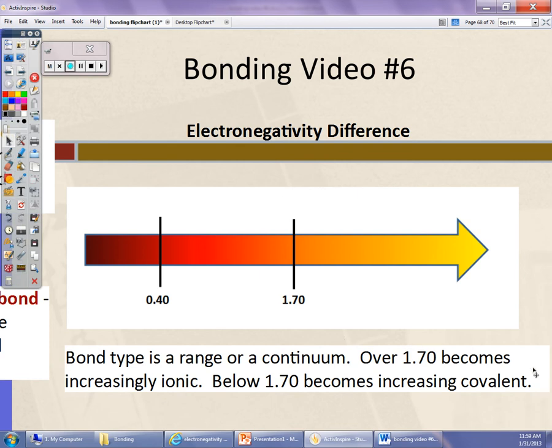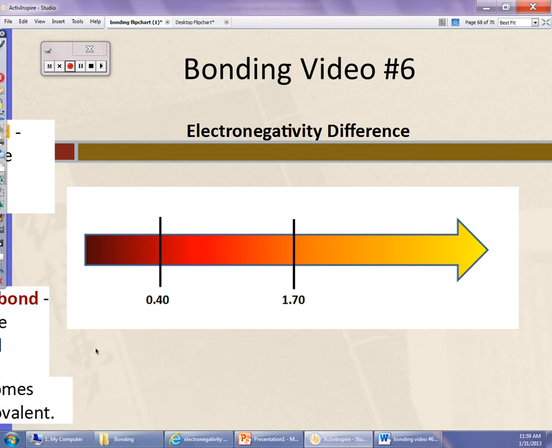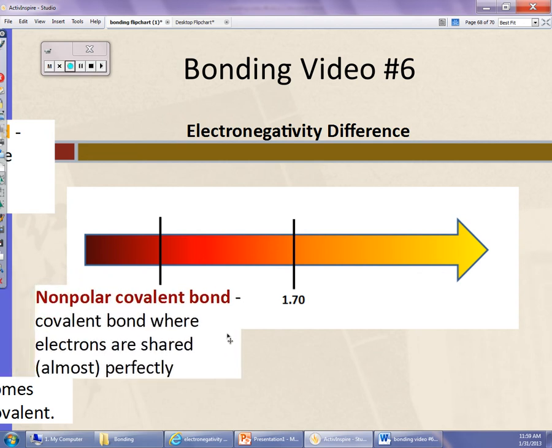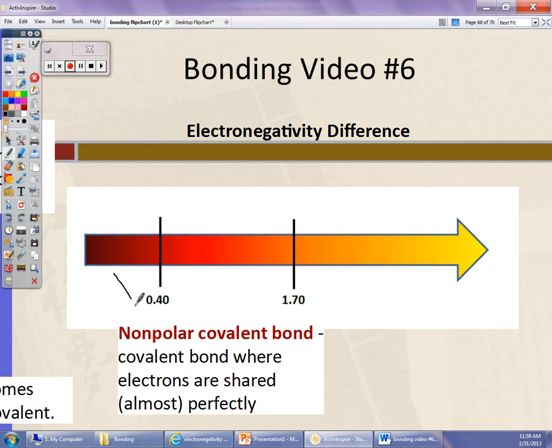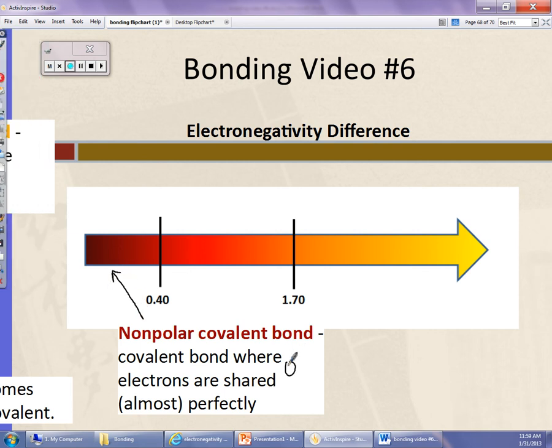Now we're going to have some additional distinctions here. Since as you go down, you become increasingly covalent and you're sharing your electrons extremely well, everything down below the 0.40 part is considered a nonpolar covalent bond. So in here, anything from 0 up to and including 0.40 is considered nonpolar covalent. This is when your electrons are shared perfectly. Because remember, covalent is about sharing, and ionic is about transferring electrons.